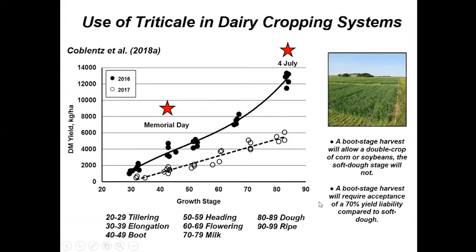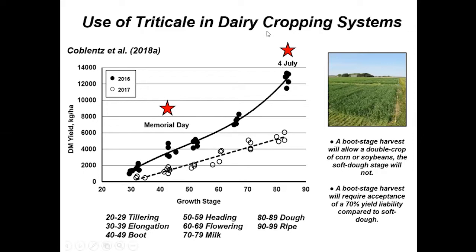The growing season in central Wisconsin is fairly short. And what we find with Triticale planted in the fall is that it's going to hit boot stage typically the week of Memorial Day. And boot stage is often referred to or suspected or recommended as probably the best growth stage for harvest for a lactating dairy cow type of application.